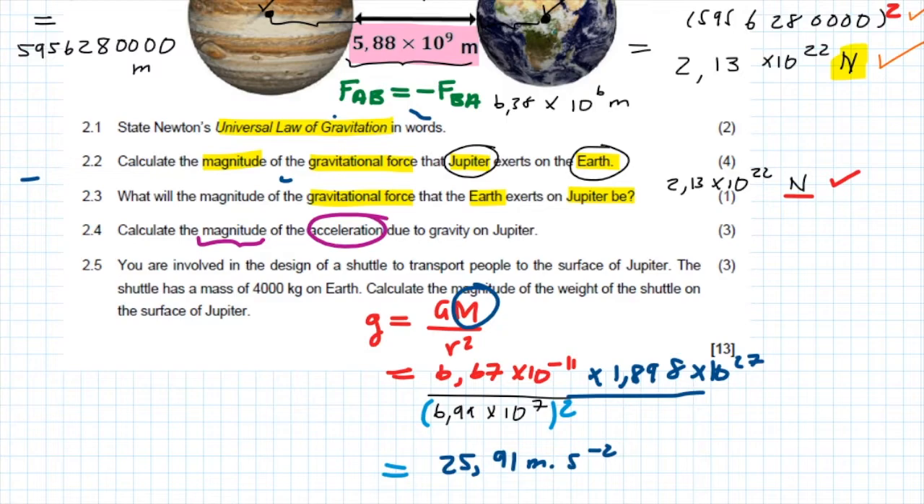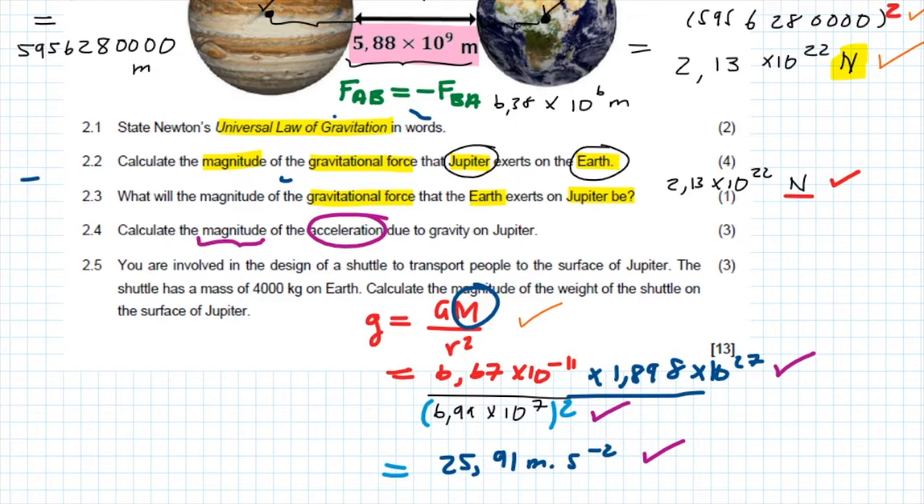And that is the answer to question 2.4 out of 3 marks. You're going to get 1 mark for your substitution at the top, 1 mark for your substitution at the bottom, and 1 mark for your final answer. Of course, instead of giving both marks in the substitution, we may give a mark for the formula instead. But that is the answer to question 2.4.